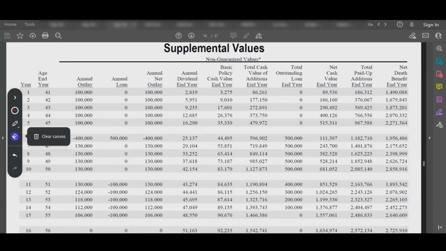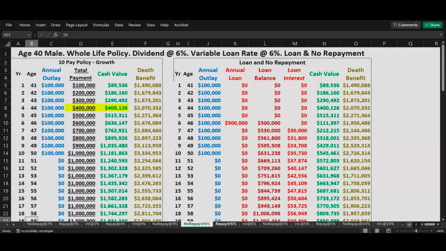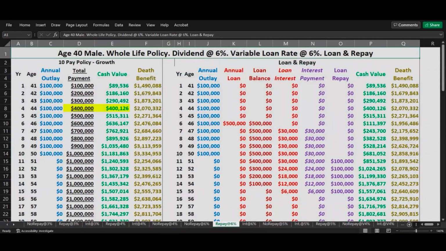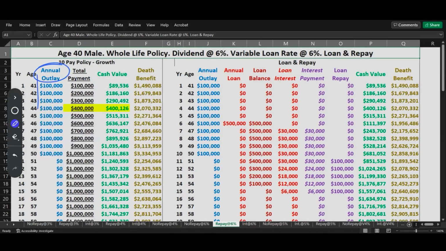So let's continue on here. Take a look at a comparison sheet. Here's what I want to start with, the repayment scenario. So what we've got here to start, on the left, growth scenario. 100K per year going in. Annual outlay, 100K per year. Break-even point, year 4. Okay, looks great.